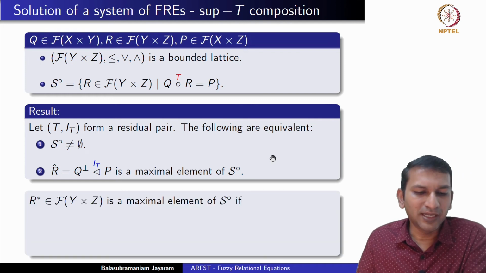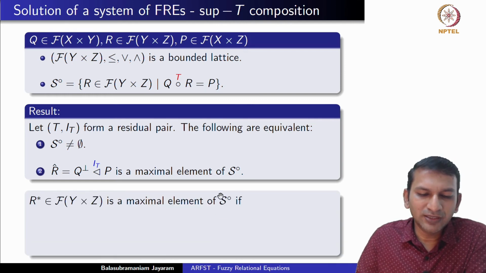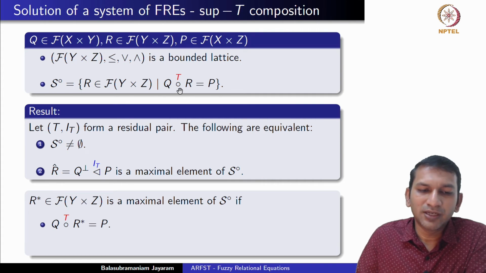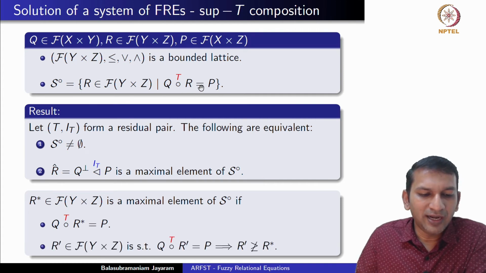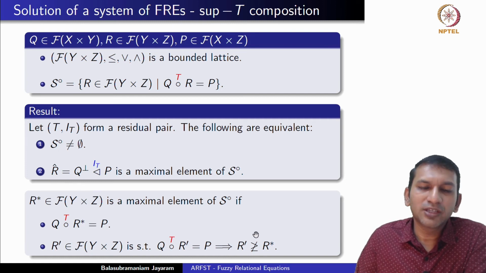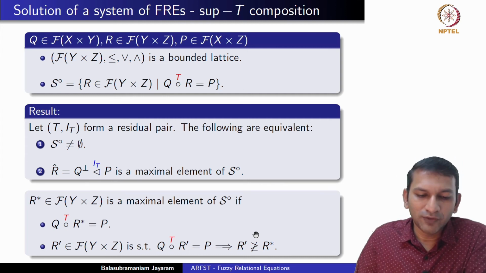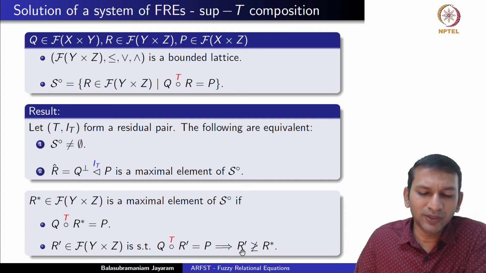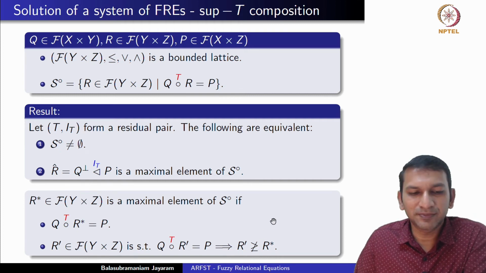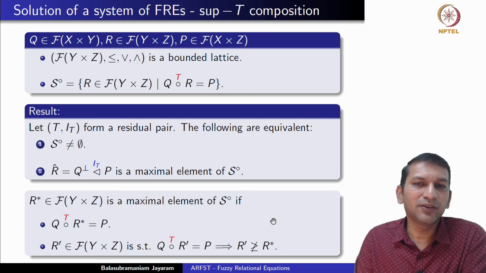What do we understand by maximal element of this space? So if we consider the solution space, an R star coming from the set of all possible relations on Y cross Z is a maximal element of S circle if, first of all, it is a solution to this equation, and if there exists some other solution R dash, then this R star is not smaller than that. Note that it's a maximal element, it is not a maximum element. So there can exist other solutions, but no solution can be greater than this. So this is the result that we have.